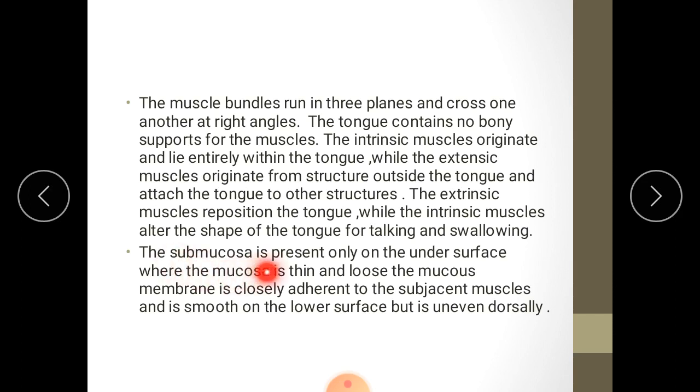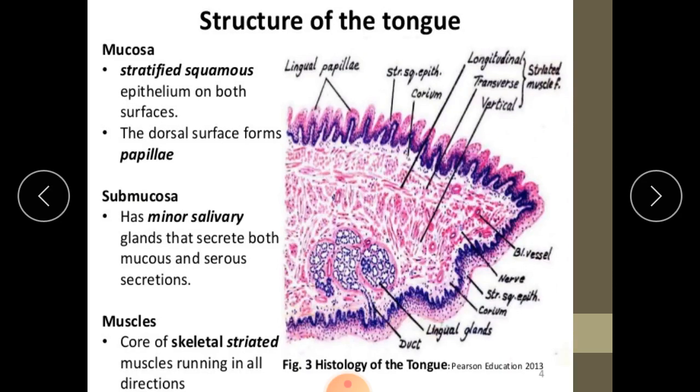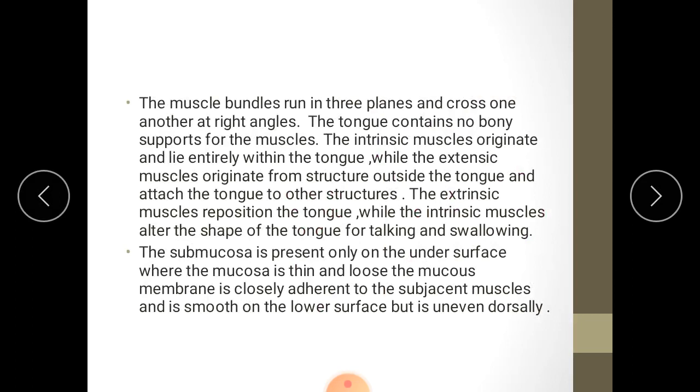The submucosa is present only on the undersurface, where the mucosa is thin and loose. So the submucosa is present only on the undersurface, the lower surface, where the mucosa is thin. Here the mucosa is thin, whereas here the mucosa is thick. So the submucosa is present only on the lower surface, the undersurface of the tongue, where the mucosa is thin and loose.